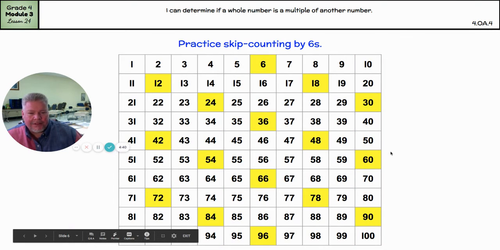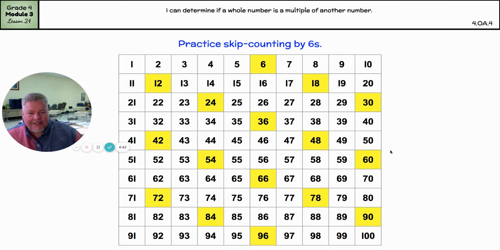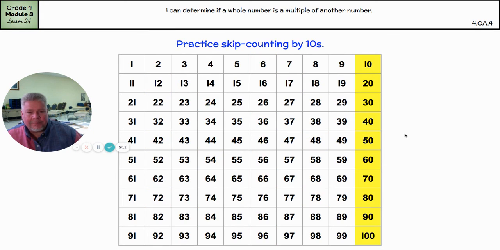Pretty simple. We can look at skip counting by 6 to show the multiples of 6. 6 times 1 is 6. 6 times 2 is 12. 6 times 3 is 18. 6 times 4 is 24. So all of these are multiples of 6. And going back to today's homework, you could say, starting at 42, what are the next 2 multiples of 6? So 42 and 6 more is 48. And then 6 more is 54. So 48 and 54 would be the answer.